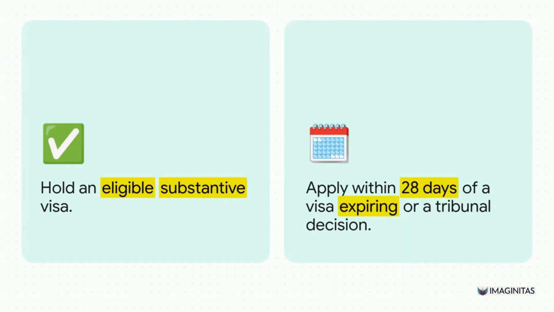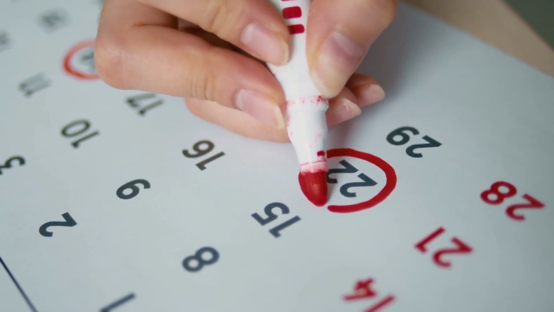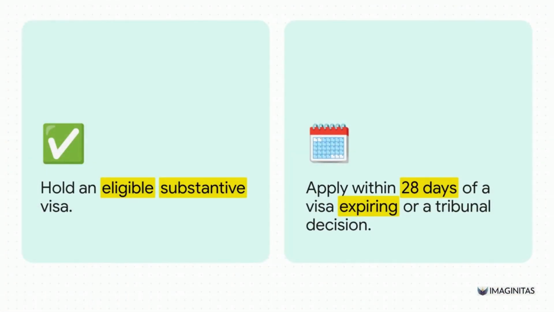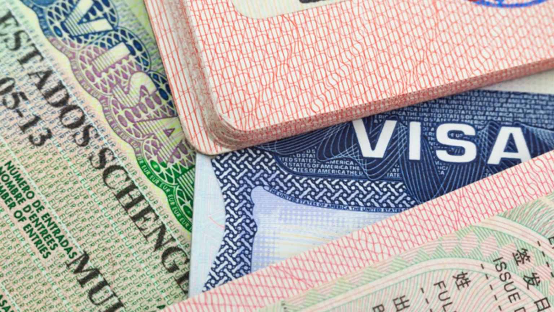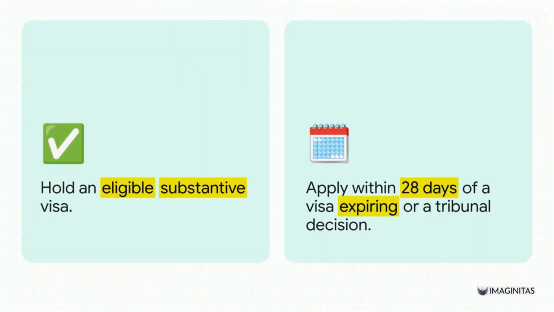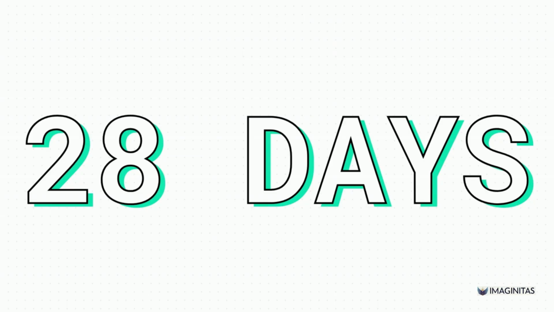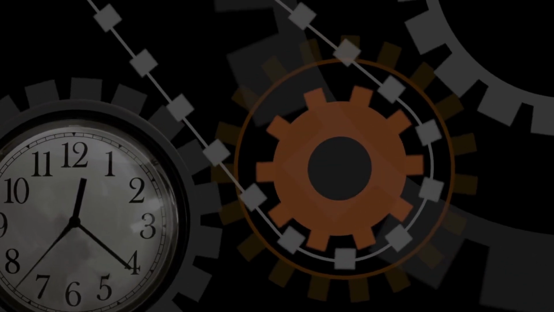So for anyone applying from onshore, timing is absolutely critical. You can't just apply whenever you feel like it. You either need to be holding what's called a substantive visa, which is basically any visa that isn't just a short-term bridging visa, or you have to apply within this really tight time frame after certain other visas run out. And that time frame is just 28 days. That is not a suggestion, it's a hard deadline. If you miss that window, that's it. You've lost your chance to apply from within Australia. So what's the takeaway? You need to have everything ready to go before that 28-day clock even starts ticking.